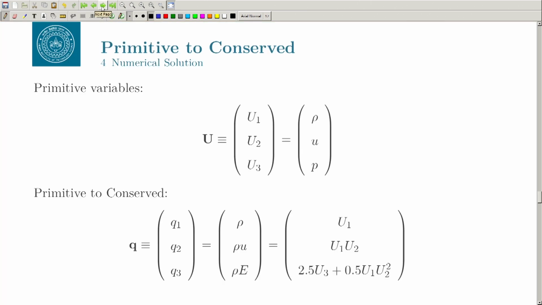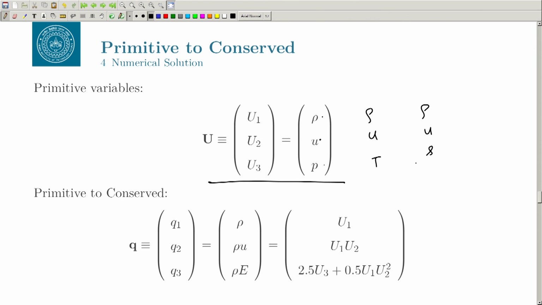I will just show you an example. You can define an array of primitive variables. I have chosen rho, u and p. It is your choice, you can use rho, u and T also if you want, because p equals rho R T. Or you can use rho, u and s, where s is the entropy; you have to accordingly derive the equation. Or you can have rho, u and e, where e is the internal energy. So, many different choices are possible.